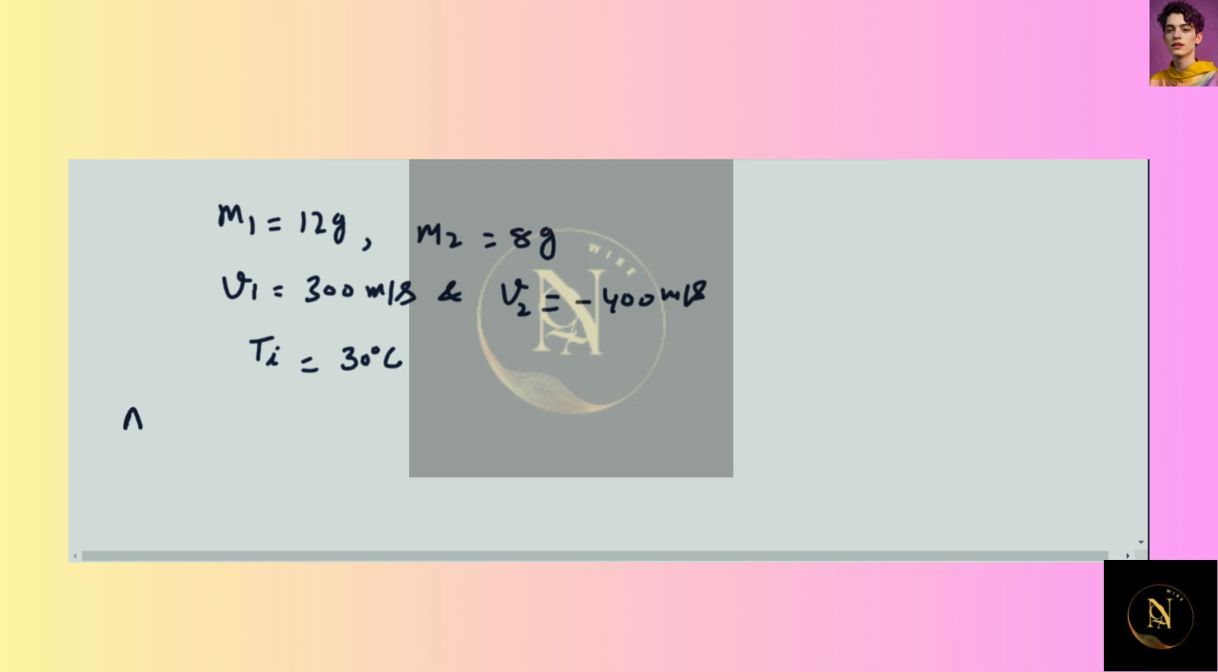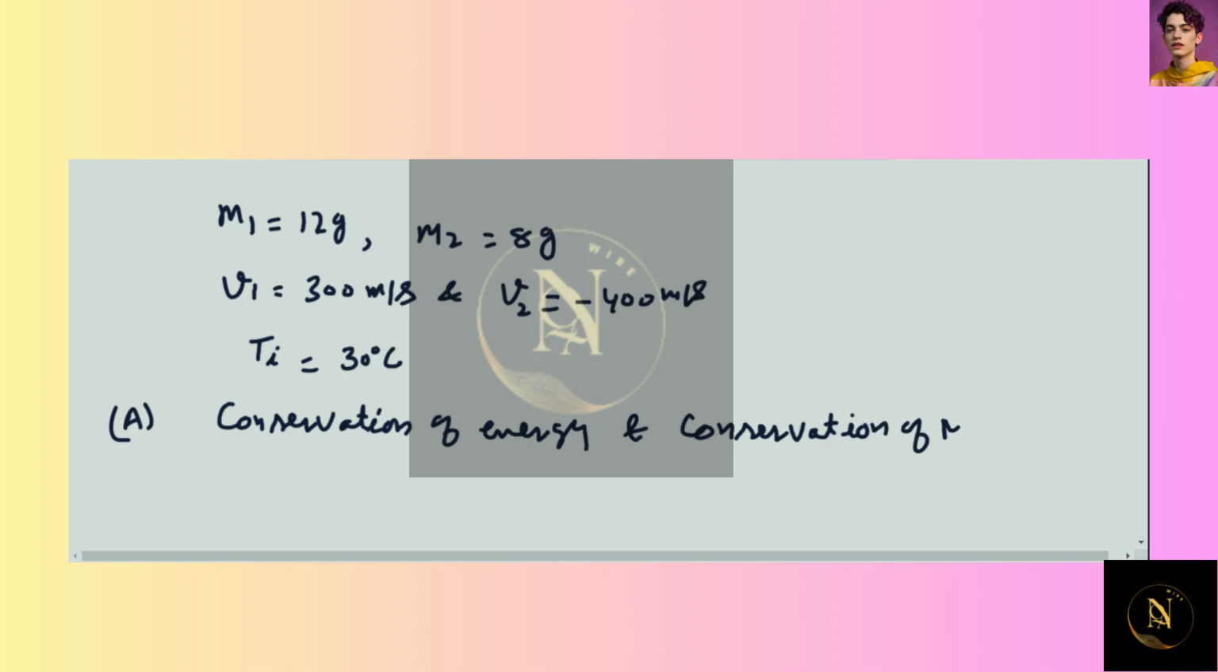For A, we have to discuss the physical concept to be used to find the final temperature and change in phase, that is conservation of energy and conservation of momentum.